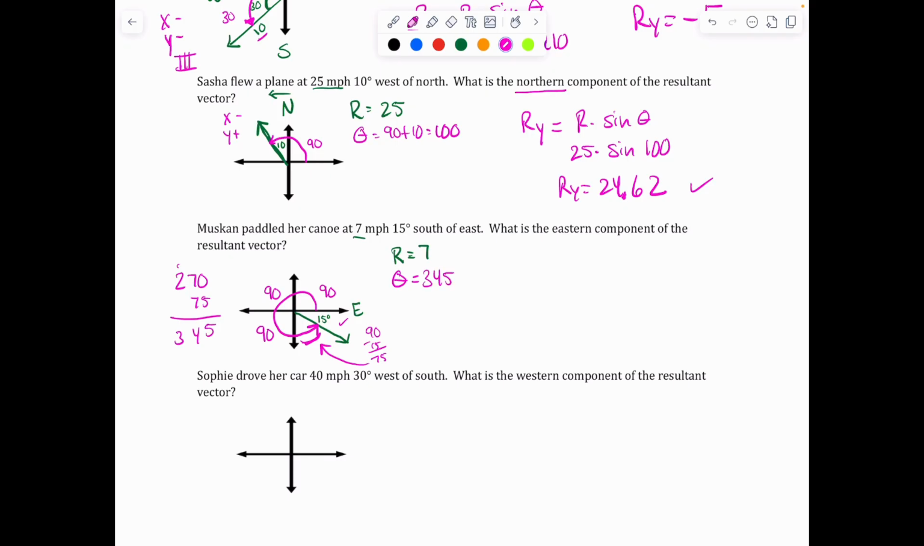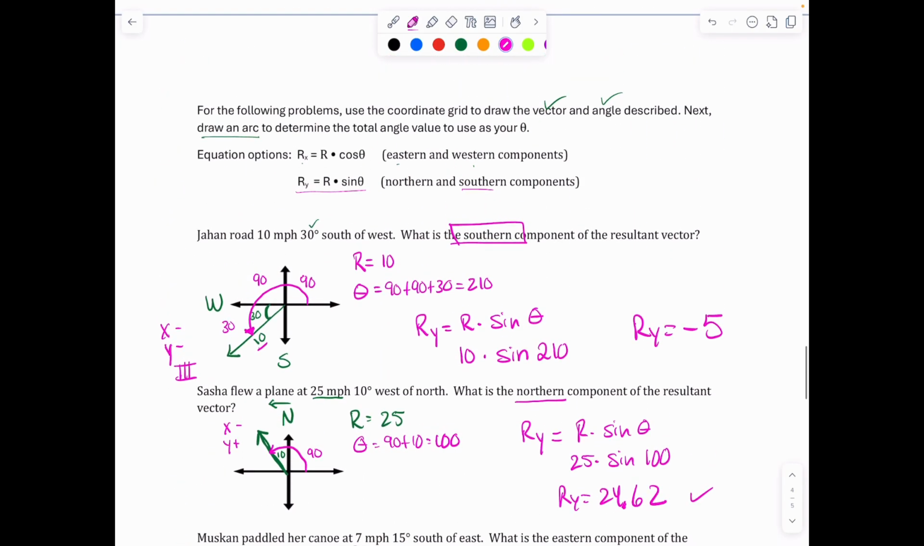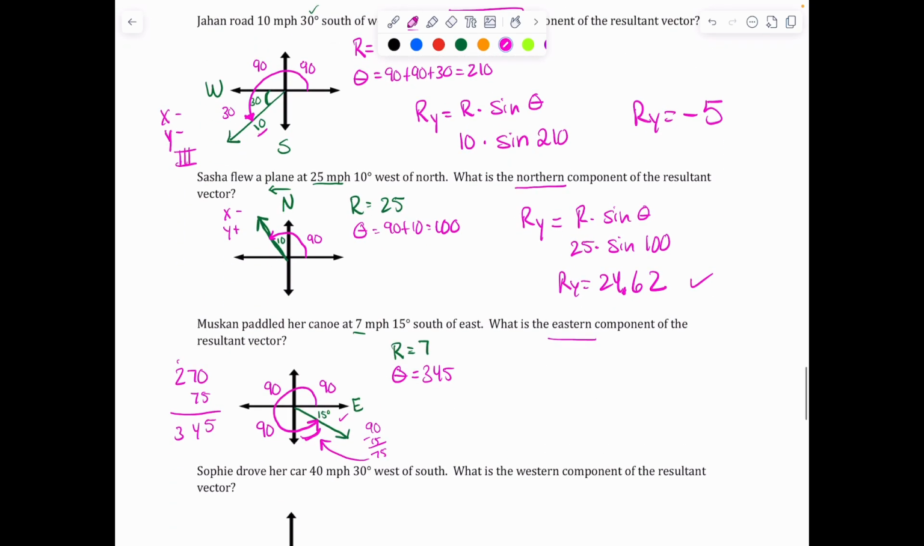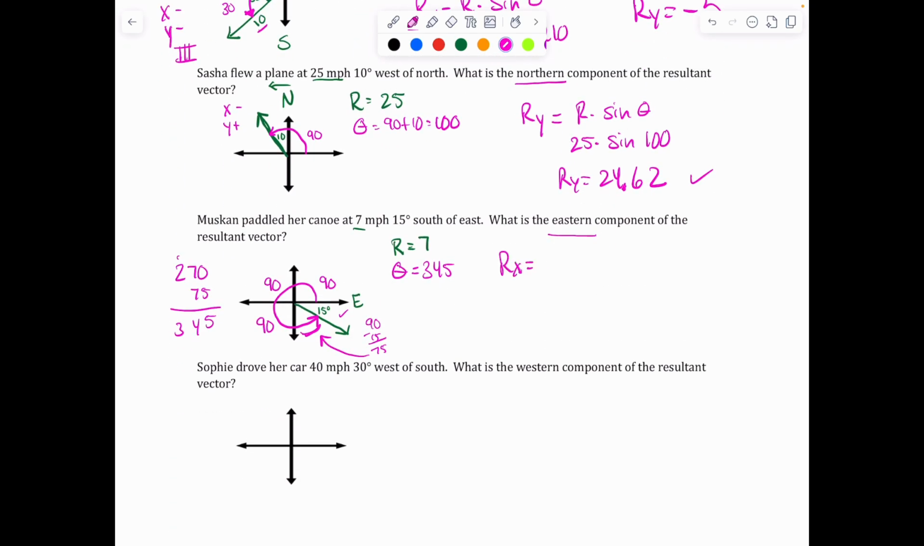Now in this case, I want to do the eastern component. When I want to go east or west, I'm going to use the cosine and go to the Rx value. So Rx is going to equal R times cosine of theta. My R was 7, my theta was 345. So we type in 7 times cosine 345, and we end up with Rx equals 6.76. That makes sense because we're over here in the fourth quadrant, and our x value should be positive and our y value negative. So indeed our x value is positive.